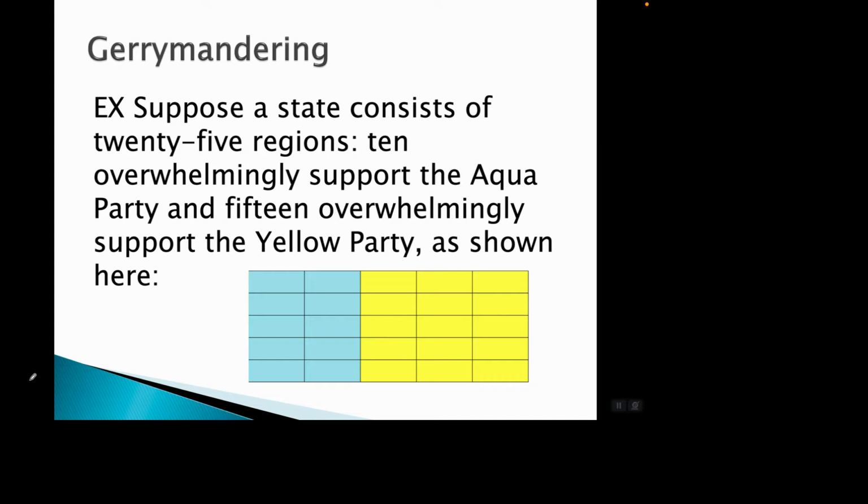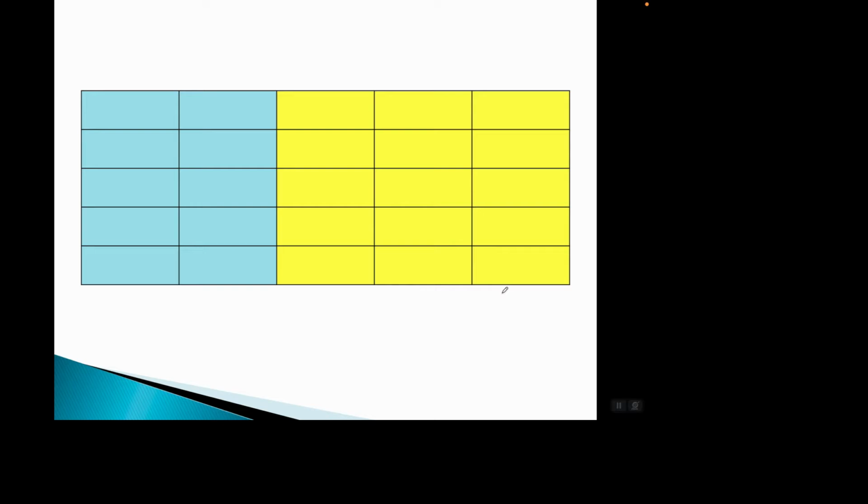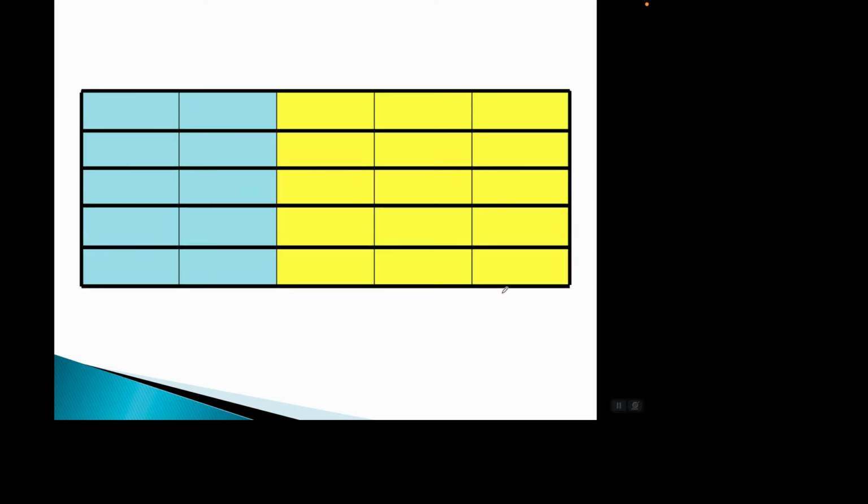Here's an example. Suppose a state consists of 25 regions. 10 overwhelmingly support the Aqua Party and 15 overwhelmingly support the Yellow Party, as shown here. We need to divvy up these 25 regions into 5 districts, each containing 5 regions. How would we do this if we wanted to maximize the number of districts controlled by the Yellow Party? We'd start with this and end up with something like this.